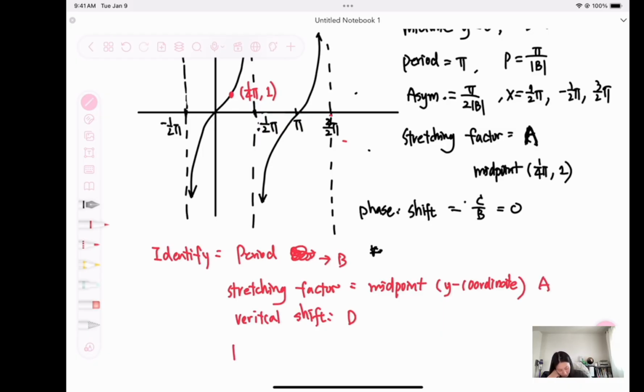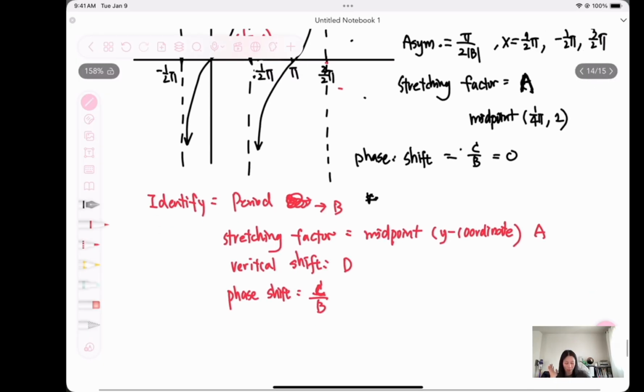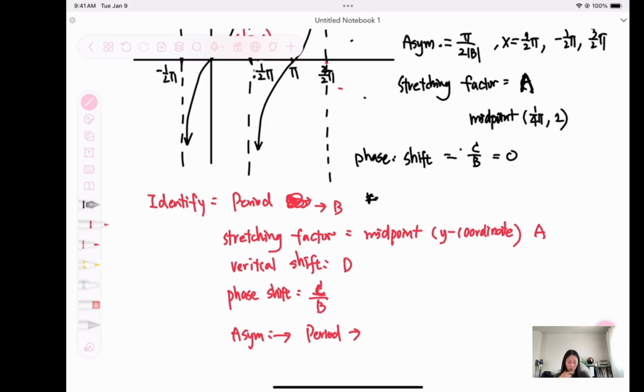And then the phase shift helps you find C, because it's equal to C over b. Also, the asymptote can be helpful too. The asymptote can help you see how far away each asymptote is, which helps you find where the period is. Usually when you find the period, you're either looking at how far away from each center of the graph, or how far away from each asymptote, which also helps you find b. Now that's how you find a, b, c, d.